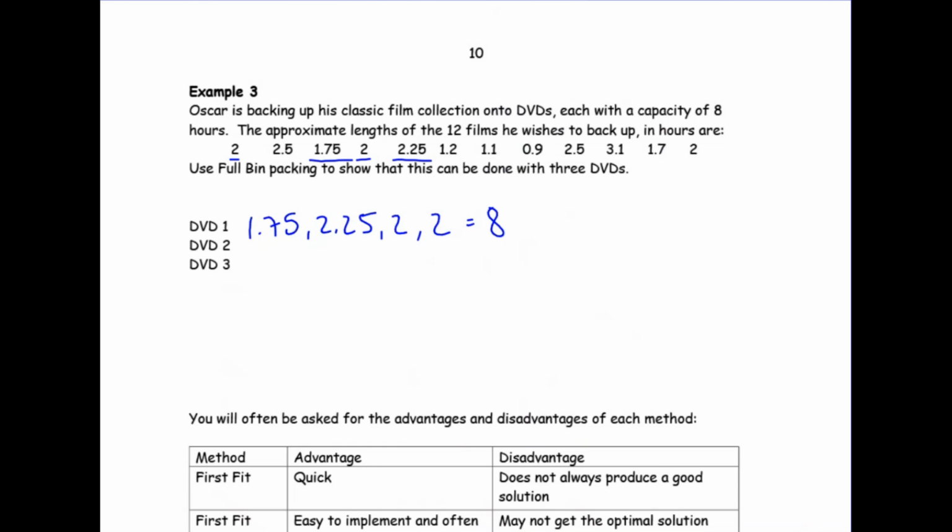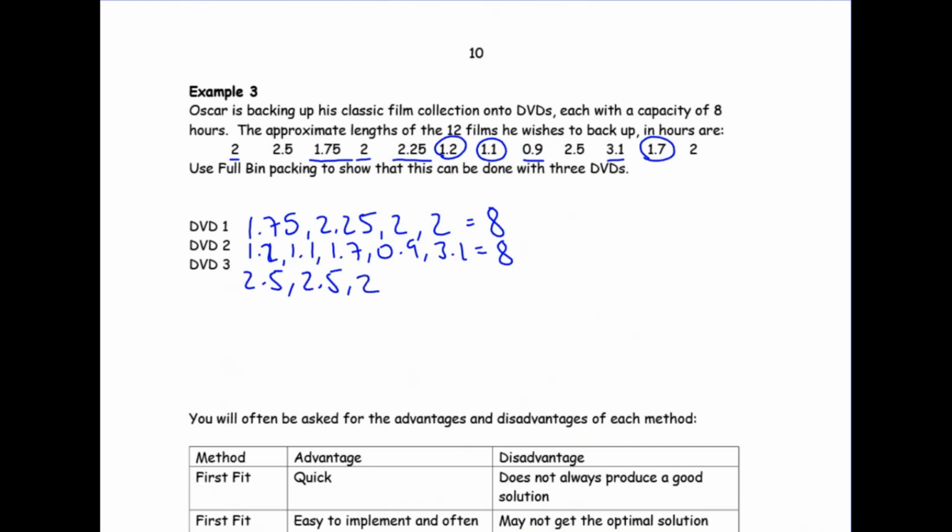I'm looking at my other decimals and thinking, can I make these add up to whole numbers as well? So what I'm looking at and thinking is I could do 0.9 and 3.1, which would give me a 4. Can I get another 4 from here? Not obviously, but if I do 1.2, 1.1 and 1.7, that will also give me 4. So 1.2, 1.1, 1.7 and 0.9 and 3.1. This will give me another full bin of 8. The remaining numbers I can fit in just by first fit. So I've got 2.5, 2.5 and 2.